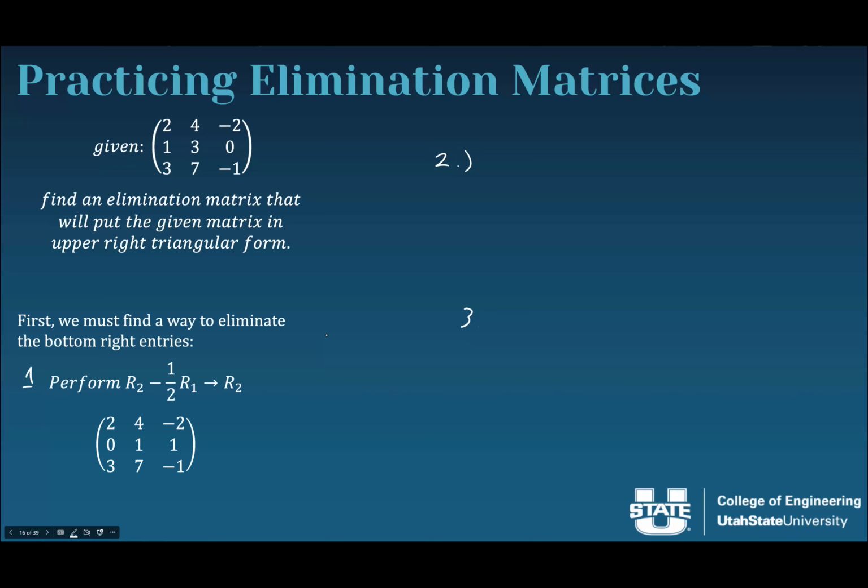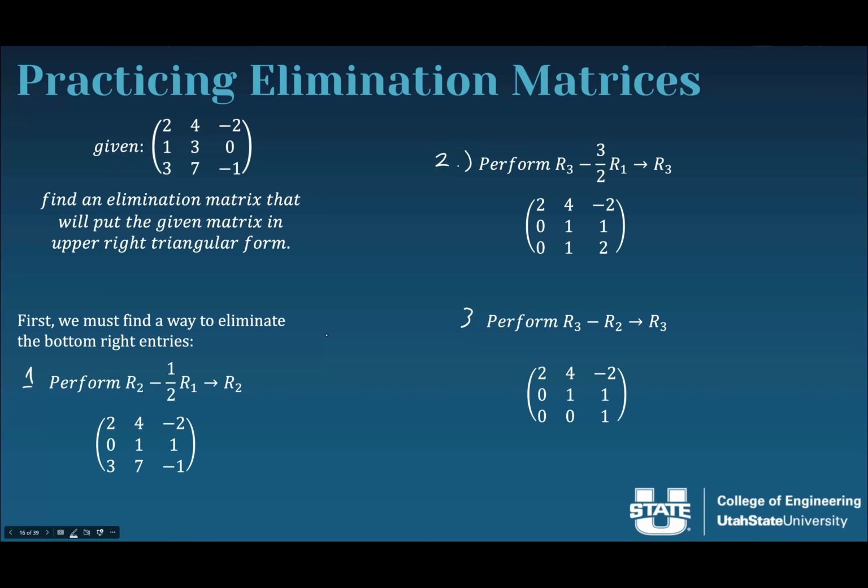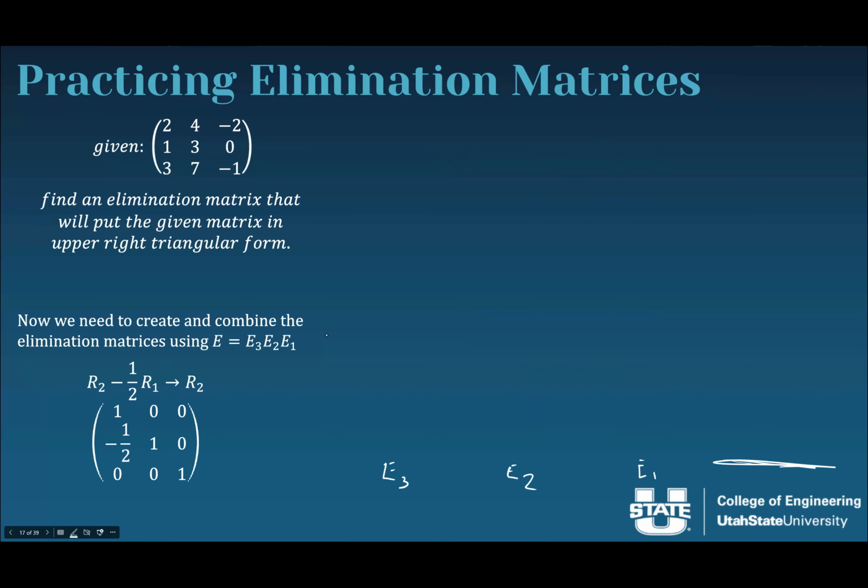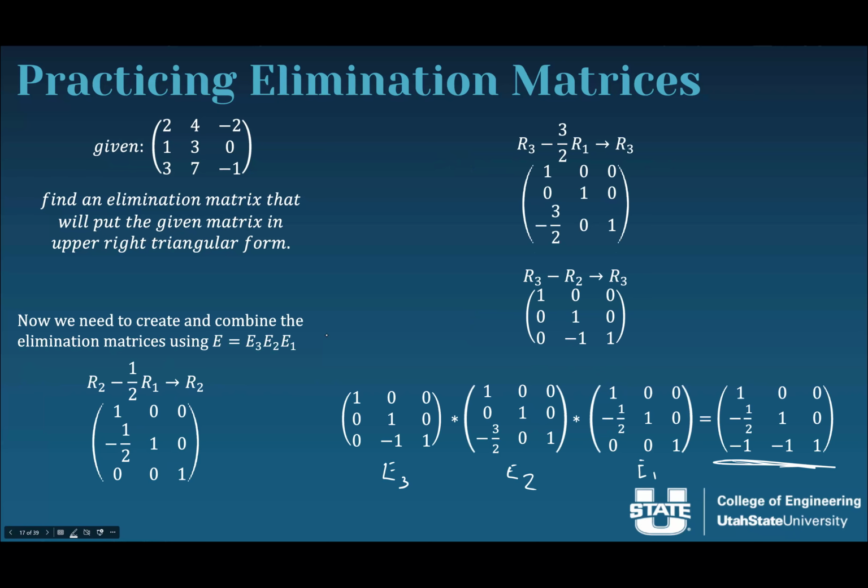All right. So that's exactly what we see here, right? Row 2 minus 1/2 row 1, row 3 minus 3/2 row 1, and row 3 minus row 2. And then we get the same upper right side triangular form. And then this just shows us combining E1, E2, and E3 together. Cool.